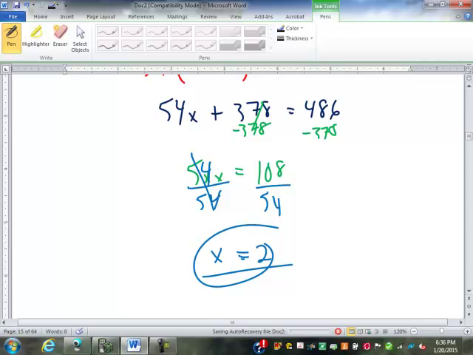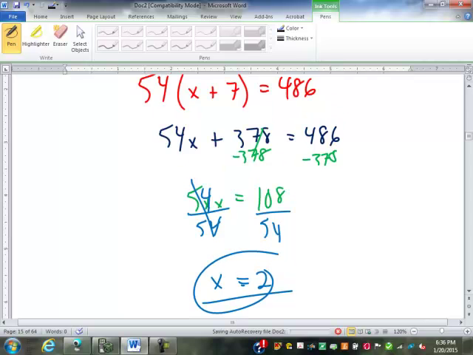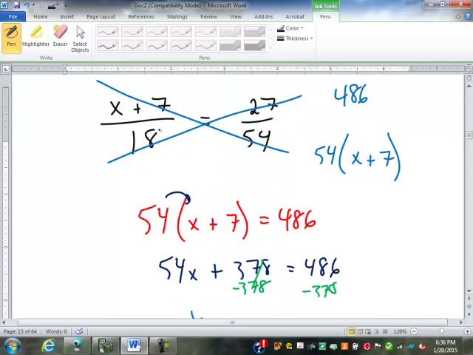In the very beginning, could you change the 18 and 27 to 2 and 3? Or would you not be able to do that? No, you would not be able to do that, because you're not multiplying the fractions; they're equal. If this were times here, then you could cross cancel, but it's not. It's equals.